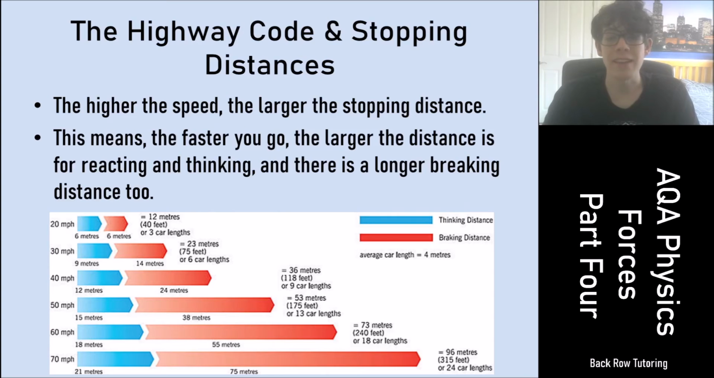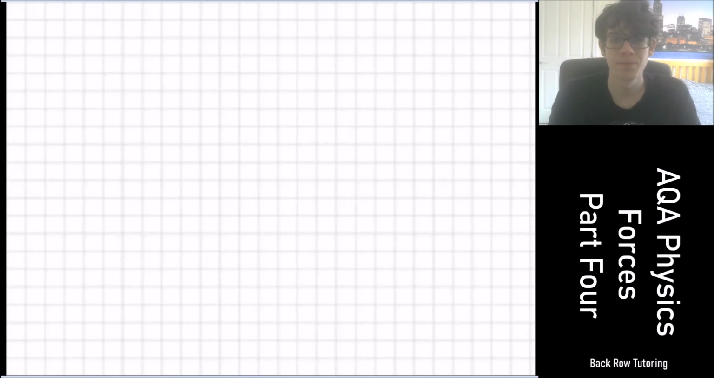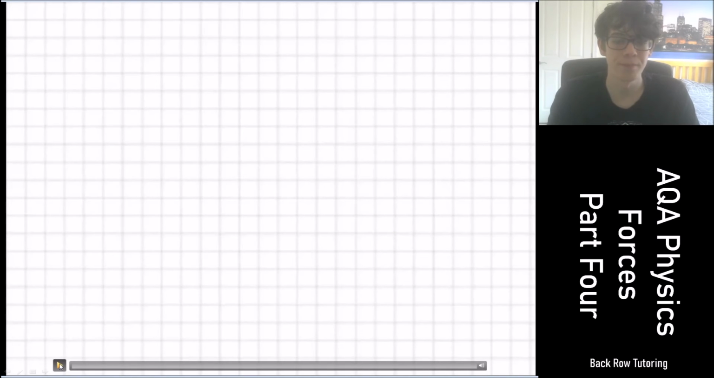The highway code explains how the speed that you're travelling changes your stopping distance. The higher the speed, the larger the stopping distance. This means the faster you go, the larger the distances for reacting and thinking, and there is a longer braking distance too. We're going to have a look at a little video now.